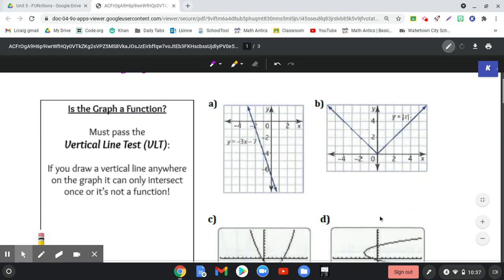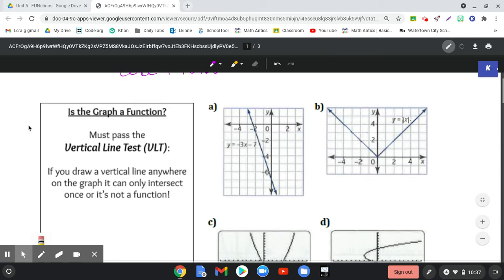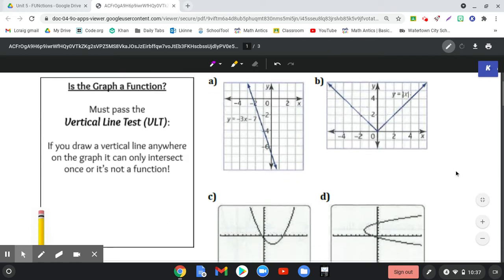All right, on a graph, I think it's the easiest to tell if it's a function or not. It must pass the vertical line test, or VLT. If you draw a vertical line, which remember is straight up and down, anywhere on the graph, it can only intersect once. Just like it could only have one Y value. It can only have one birthday. If it intersects more than once, it's not a function.